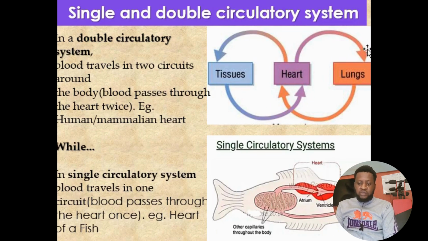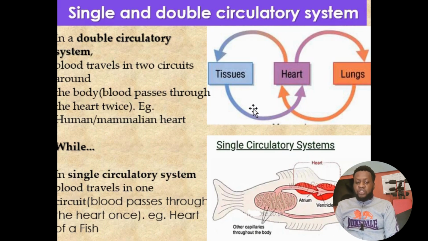Now you can see the color description here. The color description here is what we use to identify oxygenated and deoxygenated blood. You can see the one coming from the lungs is oxygenated. That's why it has this color. But the one coming from the tissues is deoxygenated, that means it is carrying carbon dioxide at the moment. Okay, so that is what the color representation is all about.